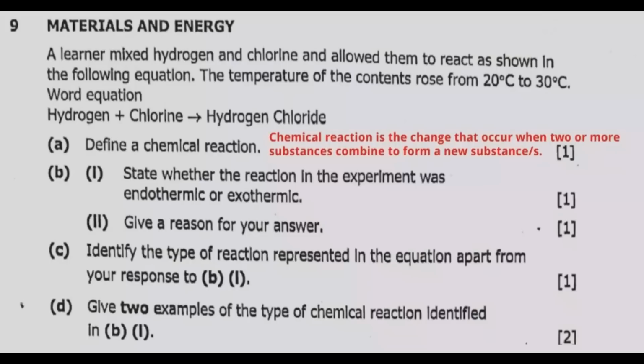Okay, we go to question number 9b1. State whether the reaction in the experiment was endothermic or exothermic. The reaction in that experiment is exothermic. Why? We are told that the temperature rose from 20 degrees Celsius to 30 degrees Celsius. That means it gave out heat energy, so it was exothermic. Question 9b2 is give a reason for your answer.